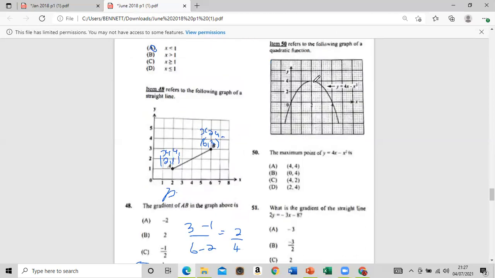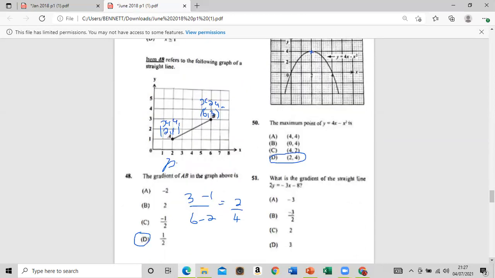Alright, the maximum point, we did this one the other day, the same exact thing. Just say maximum, and this is the point (2, 4). So you can't trick it. Alright, I'm almost finished, son. I know you want to watch it.